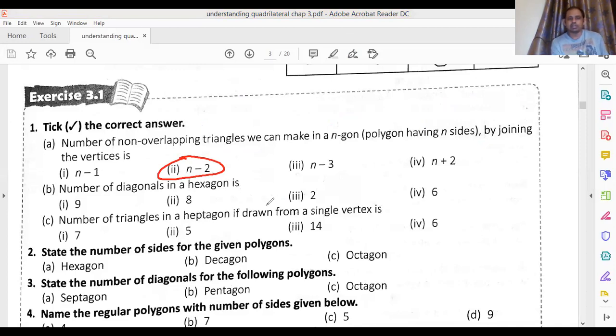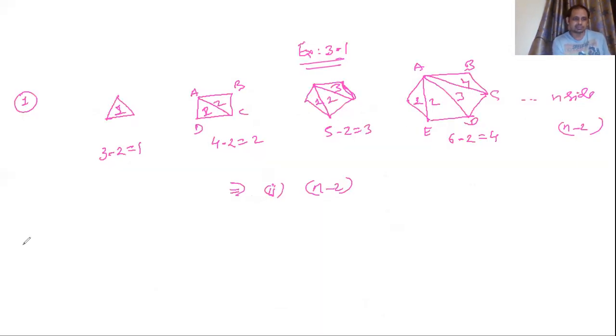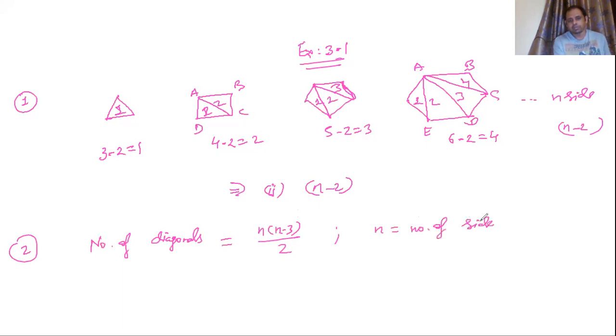The formula to find the diagonals: the number of diagonals in any polygon is given by n into n minus 3 upon 2, where n is the number of sides of the polygon.